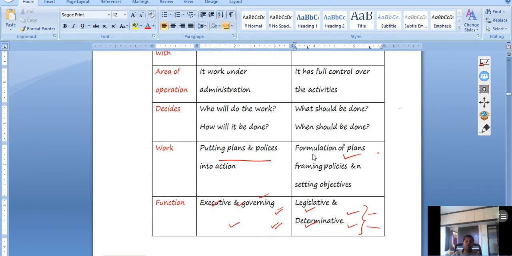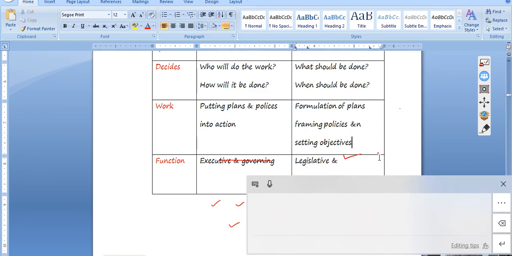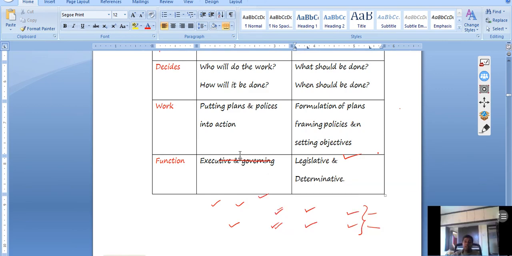So if you come over, decision is made, next comes work. Putting policies and plans into action. Formulation of plans, framing policies, and setting objectives. So function, a very important thing. The management function is executive and governing. But administrative function is legislative and determinative.